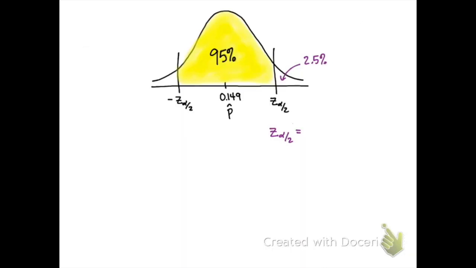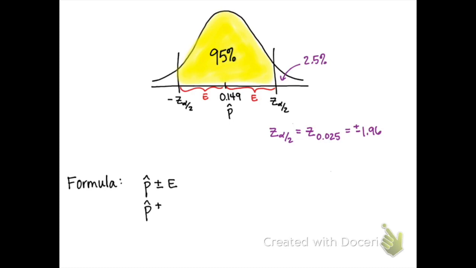So our critical Z would be Z with a 0.025 subscript, and that is equal to negative 1.96. And I'll actually write this as plus or minus 1.96 to show that this could be the Z-score on either side of the distribution. The formula for finding the confidence interval is P hat plus or minus the margin of error, where the margin of error is the distance between P hat and our critical Z.